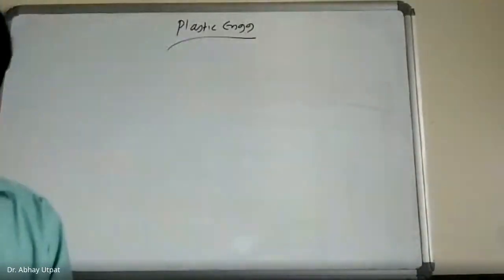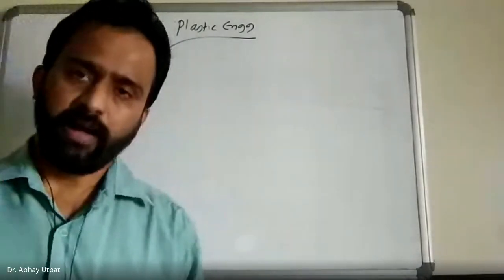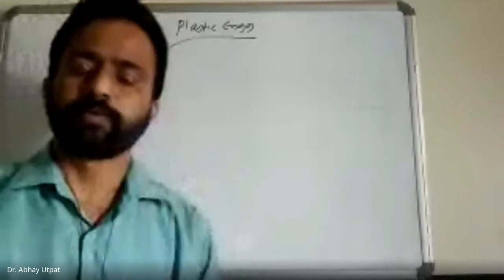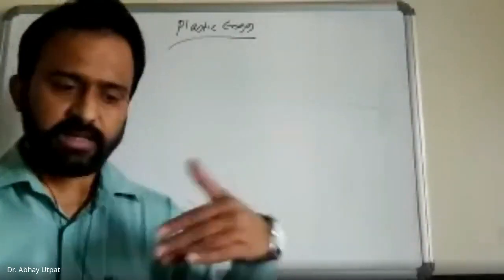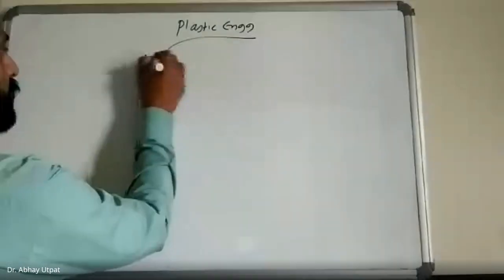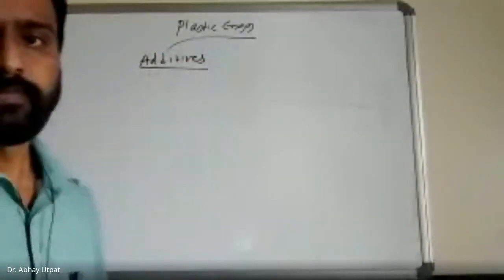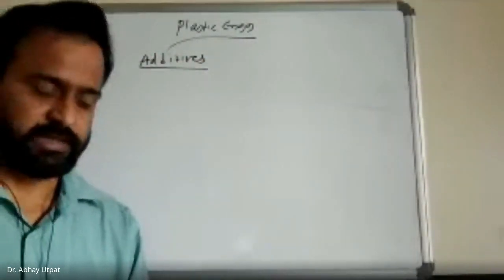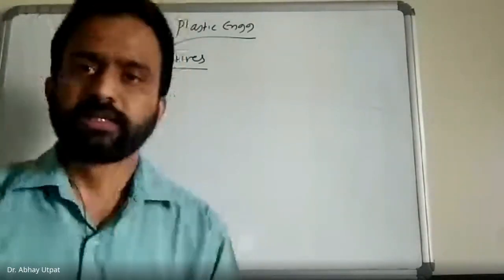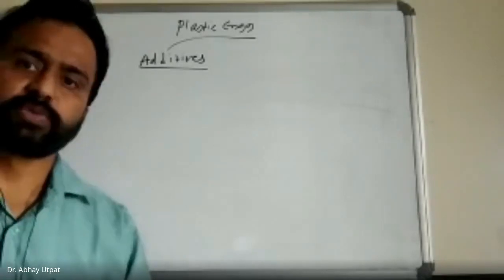I repeat, today we are going to see addition of monomers, that is formation of polymer, called polymerization, and additives in the plastic. Let us start with additives in the plastic. Write down. Additives in the plastic. Now additives means what? The things which are added for improvement of the properties.